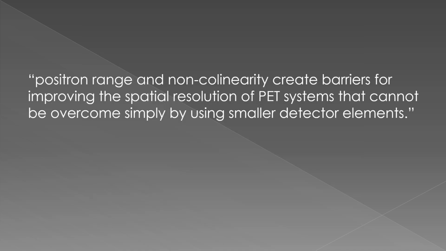Positron range and non-collinearity create barriers for improving the spatial resolution of PET systems that cannot be overcome simply by using smaller detector elements. This just has to do with the physics of the radionuclide, and so we can't image that positron at all. We can only image the annihilation event, and so we are forever restricted to where that annihilation event occurred.